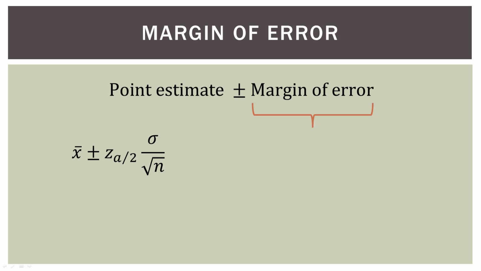That's the most common one that we use, so that's all that is there. So sigma, again, is the population standard deviation, or its estimate, divided by the square root of n. And of course, n is the sample size.